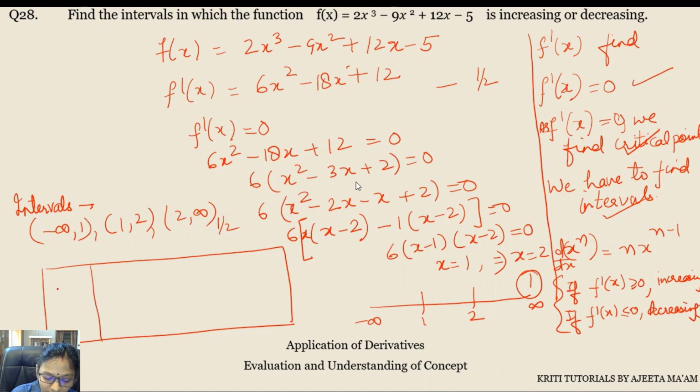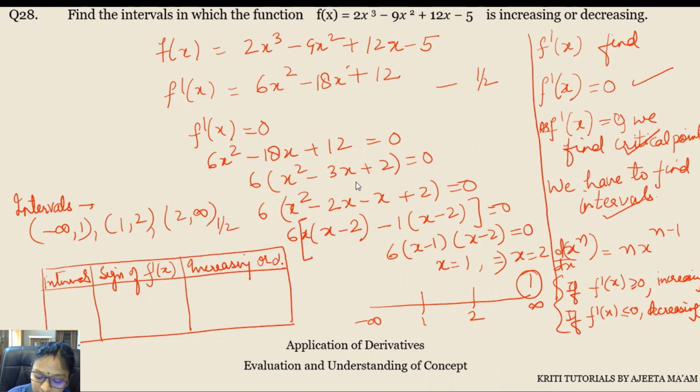Now the table will have 3 columns in it. First intervals, then sign of f dash x, and then the nature of the function, that is increasing or decreasing.